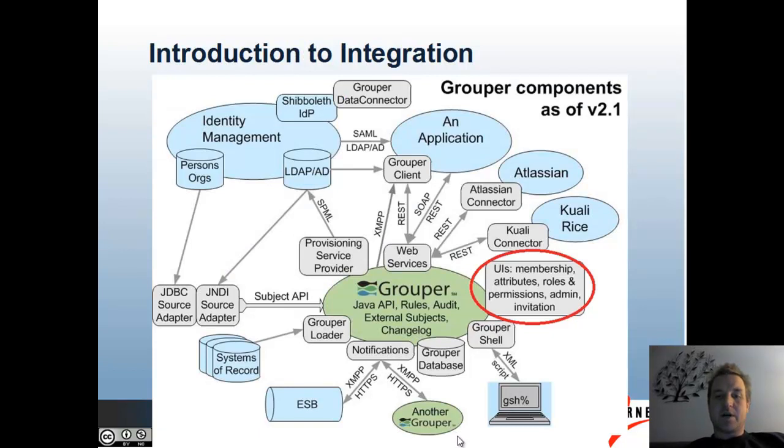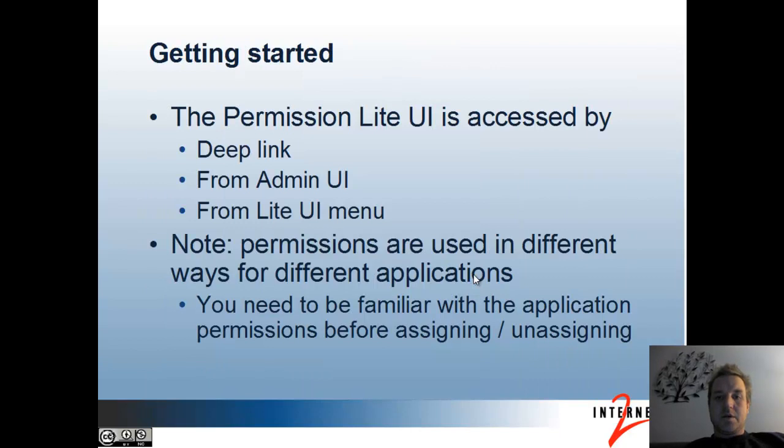So the Lite UI is part of the Grouper toolkit that is installed and run by the Grouper administrator at your institution, and it uses the Grouper API to talk to the Grouper registry. You can access the permission Lite UI from a deep link or from the admin UI and then from the Lite UI menu. And just note that permissions are used in different ways for various applications, so you need to be familiar with the application permissions and how they use them before assigning and unassigning them.